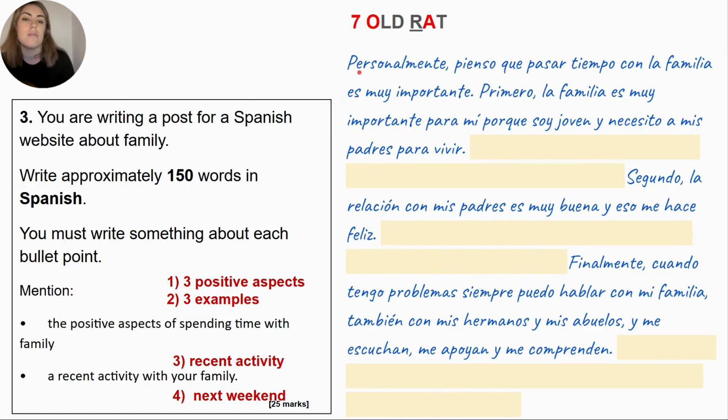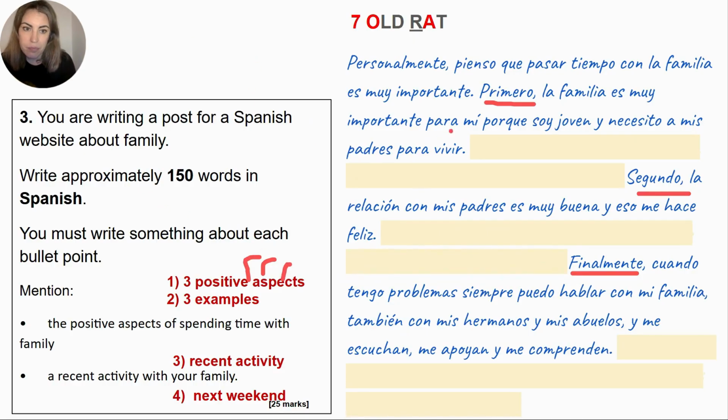Let's start with. Personalmente, pienso que pasar tiempo con la familia es muy importante. Strong start. Personally, I think that spending time with family is very important. And then I'm going to say the reasons. I have primero, segundo, finalmente. So it is really structured. I know what I want to write. In my head, I would write this down here, like this: the first one, the second one, the third one. I would have like a plan.